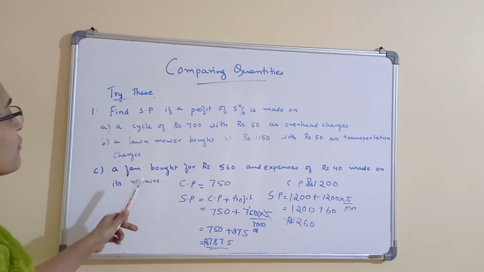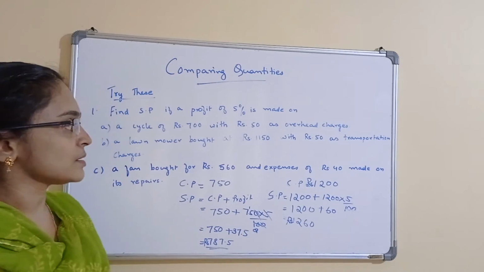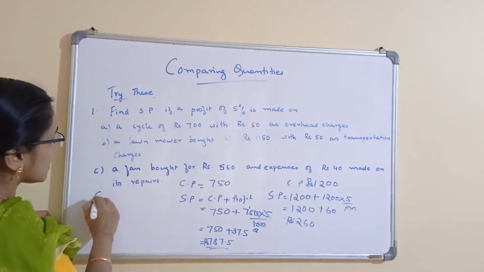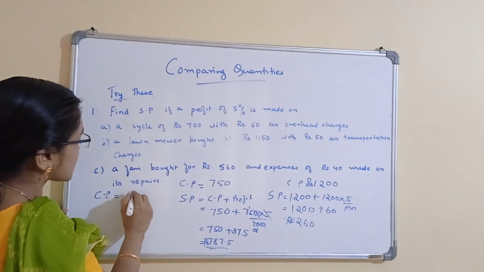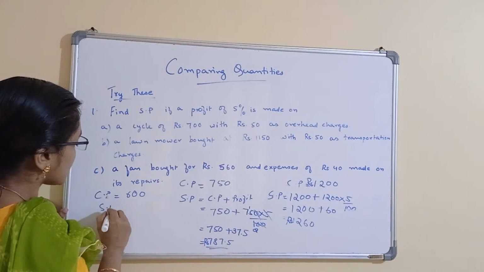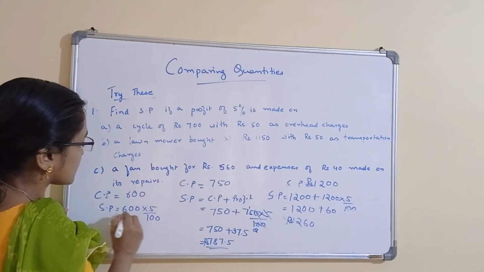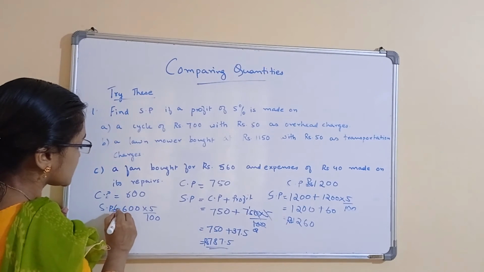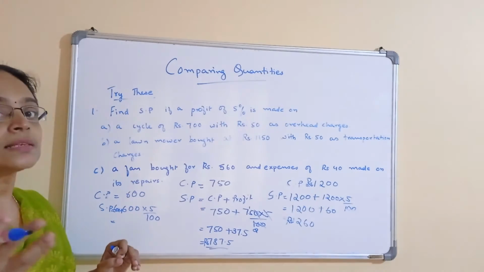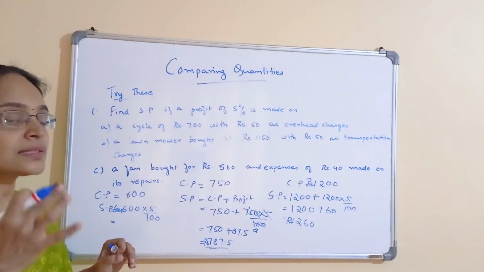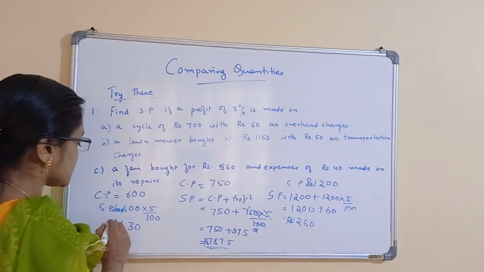Okay. Now, a fan bought for 560 rupees and expenses of 40 made on its repairs. So, what is the cost price? Cost price is equal to 560 plus 40, which is 600. Now, what will be the selling price? That is 600 plus 600 into 5 by 100. 10% of 600 is 60, so 5% will be half of that, that is 30. So 600 plus 30 is 630 rupees.